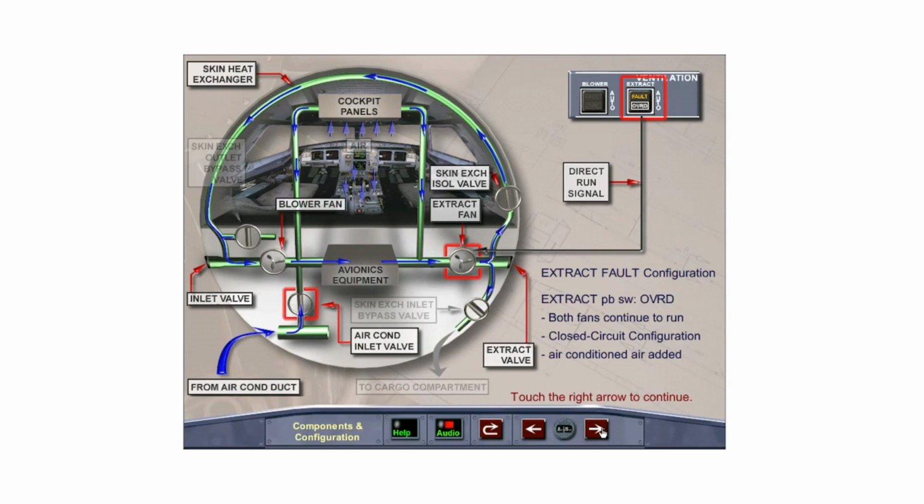If extract airflow is low, the extract fault light illuminates, and the extract push-button switch must be selected to override. With the extract push-button switch selected to override, the extract fan continues to run, and as with a blower fault, the ventilation system operates in the closed-circuit configuration. The avionics equipment ventilation computer has no control over the extract fan, but still controls the ventilation system valves and the blower fan.